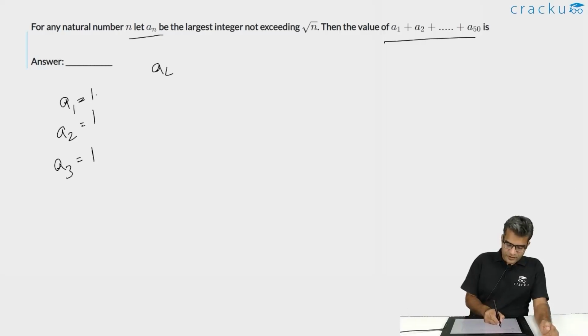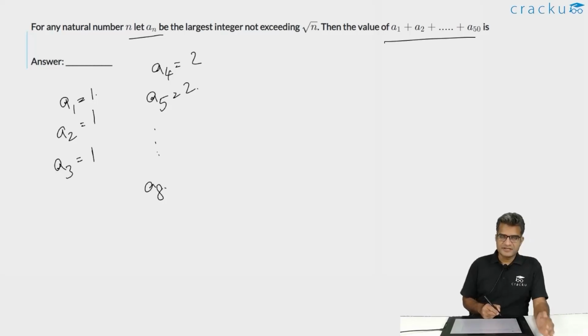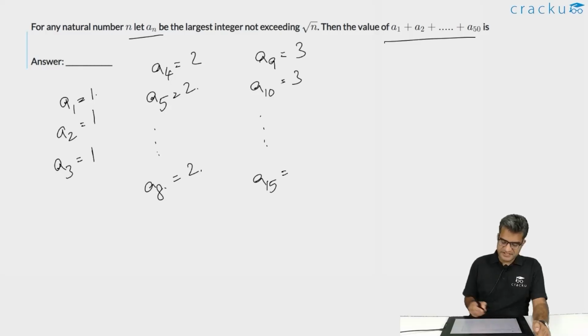What about a4? The largest integer which is less than or equal to square root of 4 is 2. Similarly, a5 is 2. This will continue till a8. The largest integer which is less than or equal to square root of 8 is 2. a9 is the largest integer which is less than or equal to square root of 9, which is 3. Similarly, a10 is 3. This will continue till a15. The largest integer which is less than or equal to square root of 15 is 3.